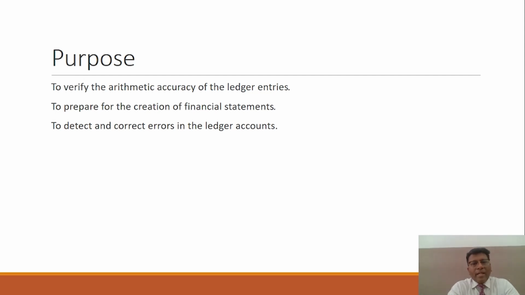And another purpose is to detect and correct errors in the ledger accounts, because sometimes after closing the books, or after you have prepared the financial statements, it is a Herculean task to find out the error or to correct it. So before you prepare the final accounts, the trial balance acts as a check, a particular system by which you can detect and correct the errors in the ledger accounts. This is the particular purpose of the trial balance.